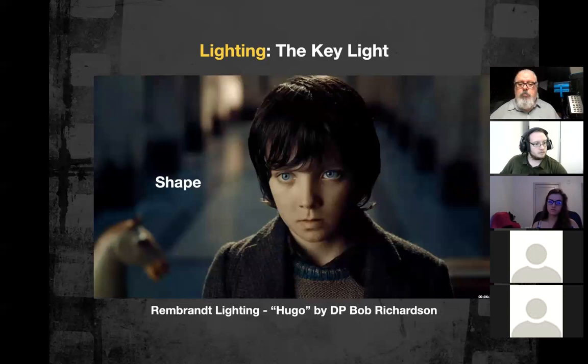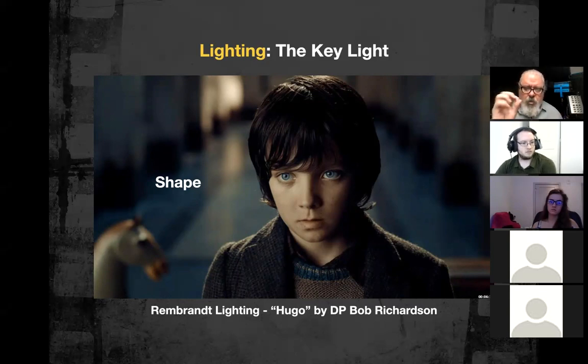Here's Hugo, right? Another key light, another Rembrandt key light, perfectly placed. This is Bob Richardson, ASC, three-time Academy Award winner, right? And here's his work, right? Nice big highlight in the eyes of the young boy. The young boy's an orphan. He lives inside the clock, works at the train station, and he has assumed the job of his father, which was to keep the clocks wound in proper time, right?